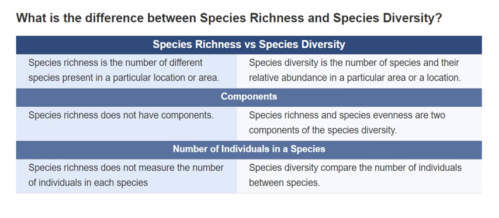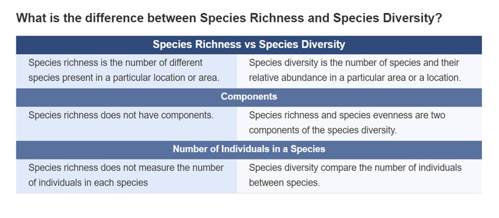Species richness is the number of different species which are present in a particular location or area. Whereas species diversity is the number of species and relative abundance in a particular location or area. So it's the number of species and their relative abundance in species diversity, but in species richness, it is just the number of different species that we have.